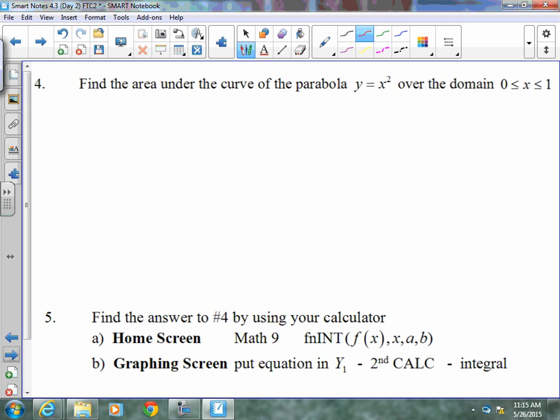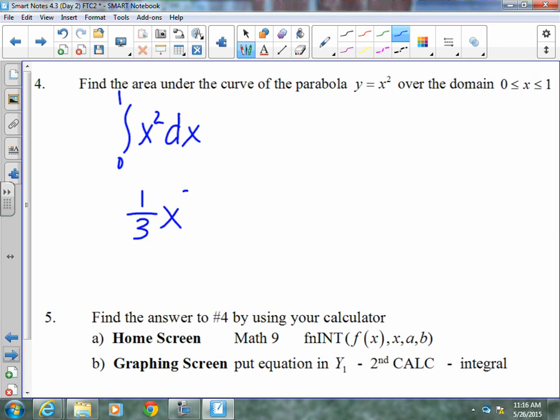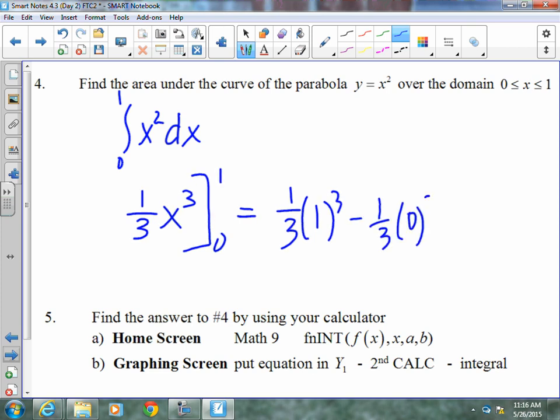Number 4, find the area under the curve of the parabola y equals x squared over the domain 0 to 1. So we're finding the integral from 0 to 1 of x squared dx. Antiderive. We need to go from 0 to 1, so we get 1/3 times 1 cubed minus 1/3 times 0 cubed to get a value of 1/3.